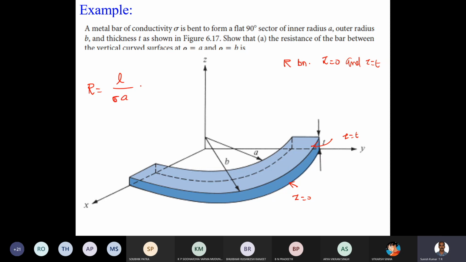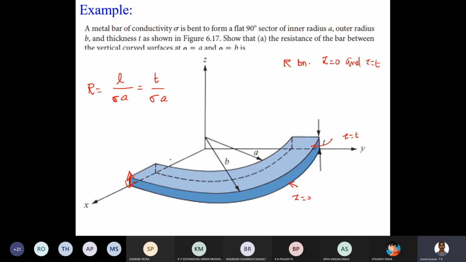Sigma is the conductivity. L, what is the length here in this picture? What will be the numerator? What is the length of the conductor that you're supposed to consider? We are measuring the resistance between Z equal to 0 and Z equal to T. Then in this case, what is L? Length of the conductor. T will be the length.